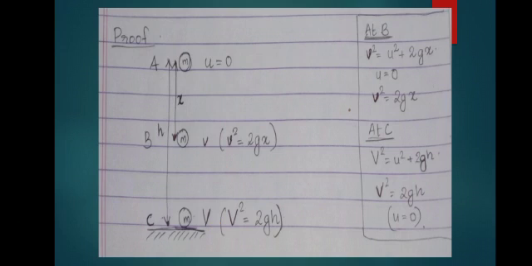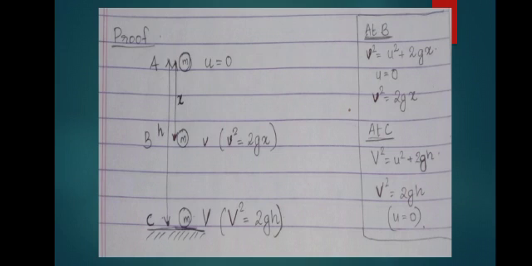Now we know that v square is equal to u square plus 2as. So what we are going to do at b, we are going to find the value of v square. Why? Because we have to find the kinetic energy. So the kinetic energy equation is half mv square. So we have to find the value of v square here, using the equation v square equal to u square plus 2as.